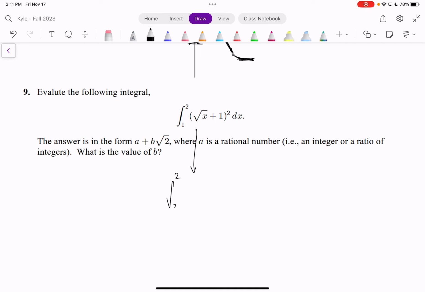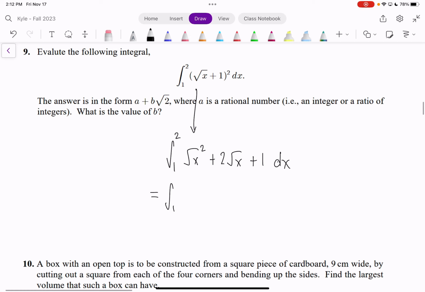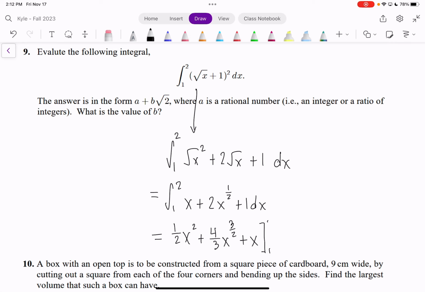So this is the integral from 1 to 2 of root x squared plus 2 root x plus 1 dx. This will give us the integral from 1 to 2 of x plus 2x to the 1/2 plus 1 dx. If we perform this integration, remember, by our reverse power rule, we'll get x squared divided by 2. We'll get x to the 3/2, and we'll need to multiply by 2/3, so we'll get 4/3, plus x. And we're going to evaluate this from 1 to 2.